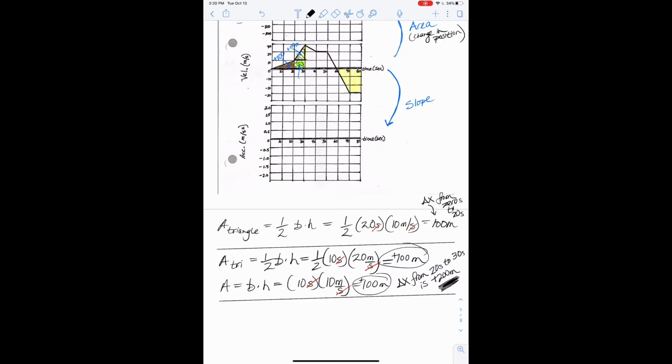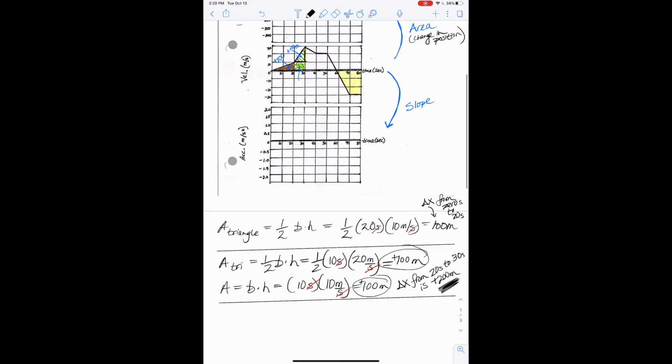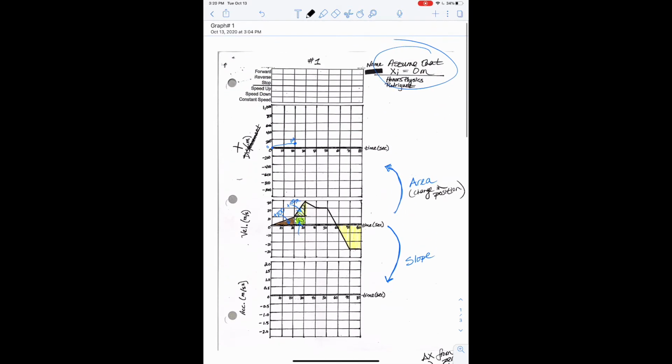So where was its initial position? Well, it didn't start at 0 this time, right? Between 20 and 30, where did it start? Well, it started at 100. So it's going to go forward 200 meters by 30 seconds. 100 plus 200 would be 300. So we're saying about right there.